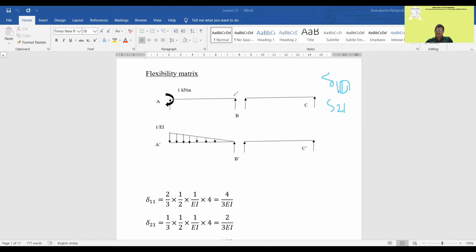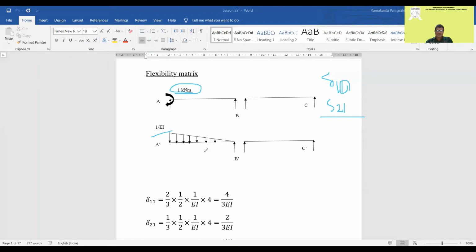Now to find this value, this is the coordinate direction, the moment direction. You apply a 1 kilonewton meter moment here. Due to this moment, we have to find out the rotation at A and the rotation at B. That will give the value of delta 1,1 and delta 2,1. To find this, you draw the loading. So what is the moment here? 1. So the M by EI diagram will be 1 by EI here and 0 here.